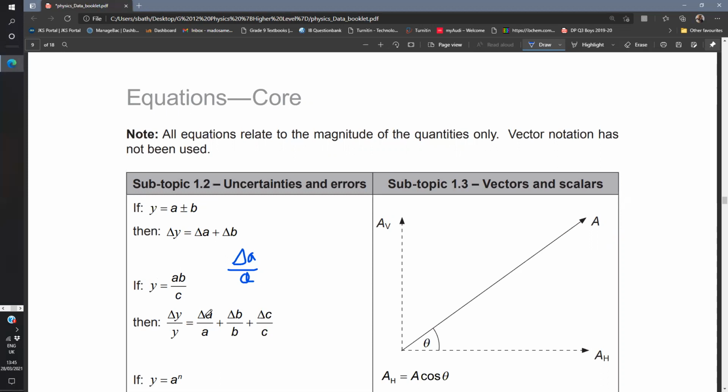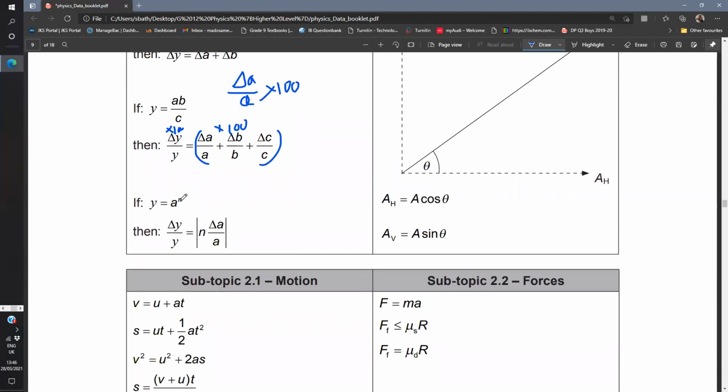So we get the fractional uncertainty. You could also add the percentage uncertainty. So for example, if we multiply both sides by 100, times 100, the whole thing here. So you just add the percentage uncertainties. You don't have to do this step. And if we have an exponent, we multiply the exponent by the fractional uncertainty to basically get the answer.